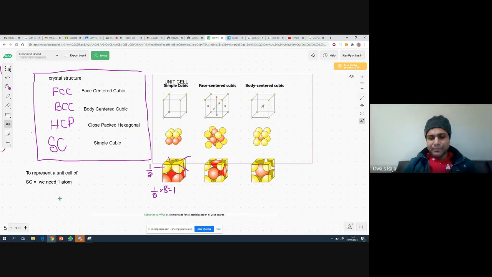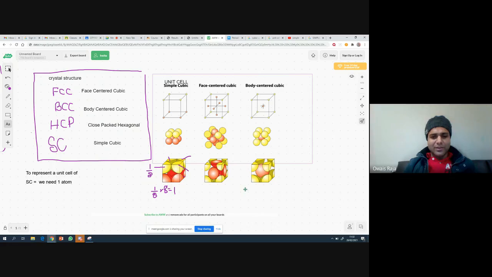That's it. Now this is called a simple cubic unit cell. Now let's go back to the body center, BCC. Body center, you got an atom at the corners and one atom in the middle. But the atom in the middle only belongs to that unit cell, only belongs to that cube.